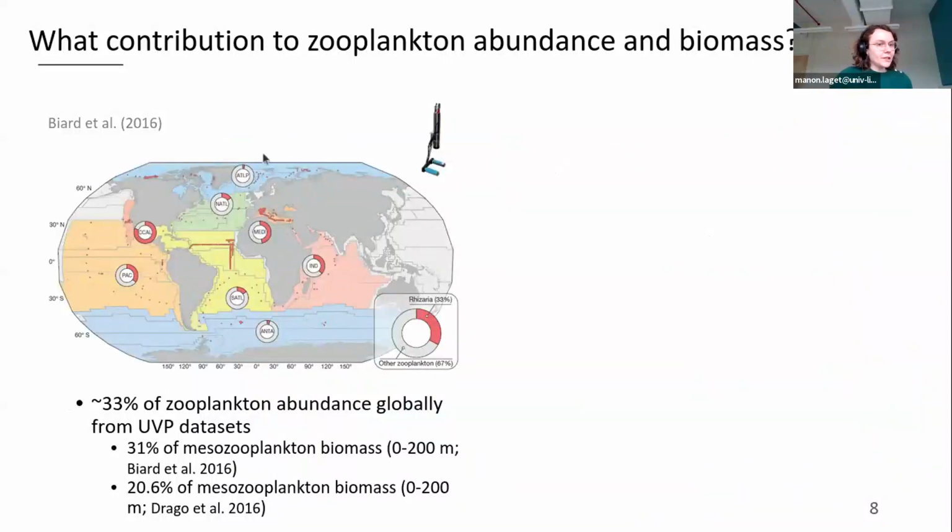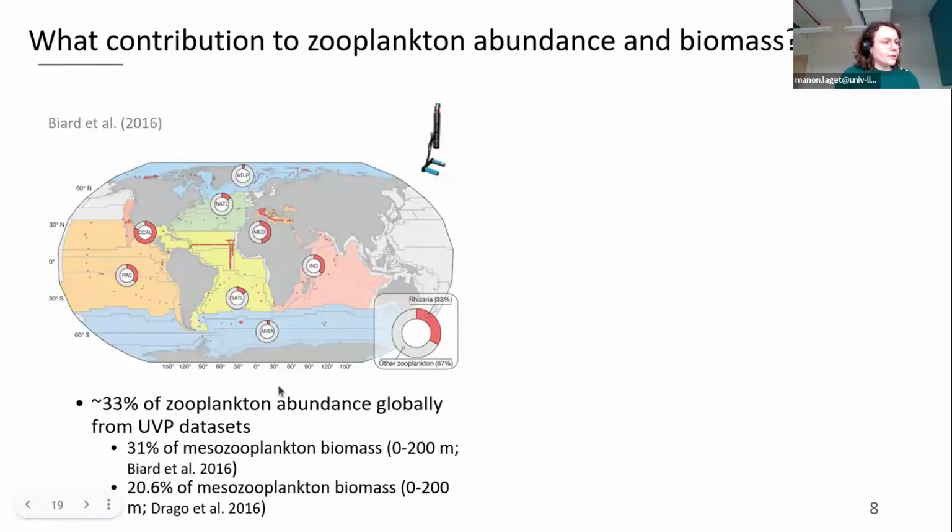So here, this map shows the first global estimation, which was done in 2016, of large rhizaria abundance from a global UVP5 dataset. So at global scale, this dataset showed that large rhizaria can account for about 30% of mesozooplankton abundance. And in terms of biomass, there also have been a few estimates using the UVP5. So this study showed that they could represent 31% of mesozooplankton biomass in the epipelagic layer.